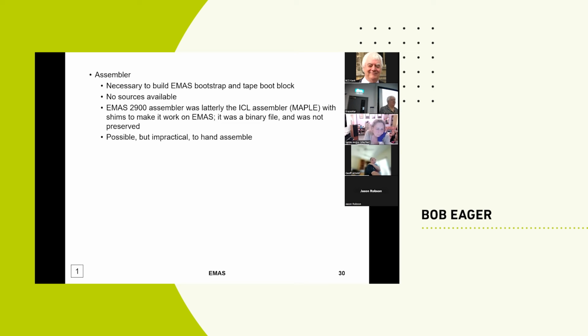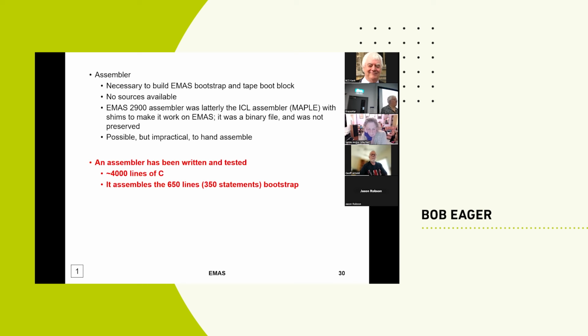You need an assembler. The assembler's binary. There's no source code to the EMAS assembler. In fact, I don't even know that it still exists because as soon as we produced the one from VMEK, everyone started using that. So there is no assembler written for EMAS. You've got to use that to build the tape boot block. You've got to use it to build the bootstrap, which is about 600 lines of assembler. There are no sources available at all. So it's possible but impractical to hand assemble that. It's quite complicated.